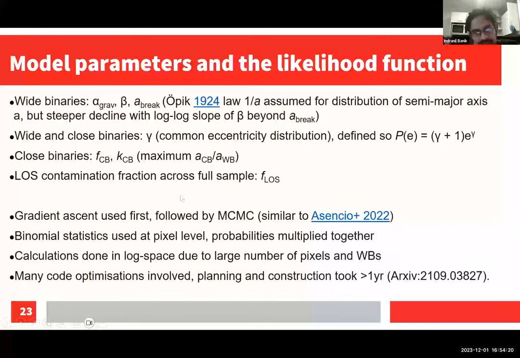So how do we actually get to the statistical analysis? Well, first of all, we use a gradient ascent to get to the most likely model. That's based on binomial statistics at the pixel level in log space. After we do the gradient ascent, we use the MCMC. This is a very complicated algorithm, but we were eventually able to get it down to a marginal cost of 2 seconds for each MCMC iteration.